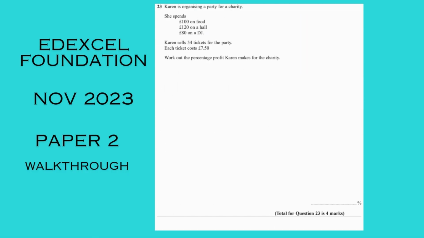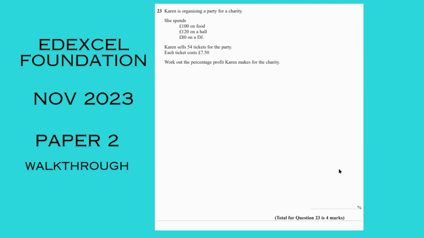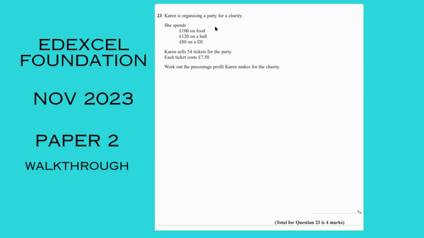Number 23, we have a Karen. So they tell us what she spends. Before you read on, £100 on food, 120 on a hall, £80 on a DJ. She has spent £300. She sells 54 tickets at £7.50 a ticket.